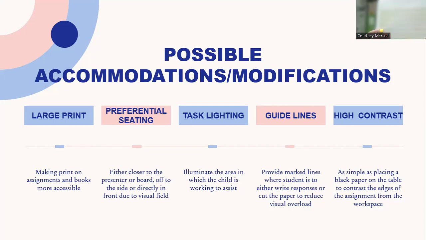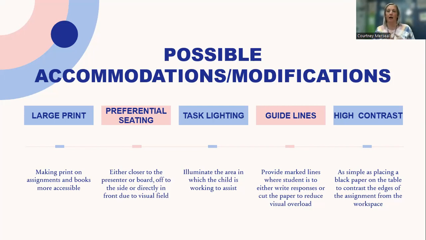Guidelines or marked lines where a student either writes responses. So right here, I know it's kind of blurry, but I have some paper with yellow lines, or there's even bumpy paper that a student can use where they kind of feel a ridge on their pencil when they write, and that can reduce visual overload.